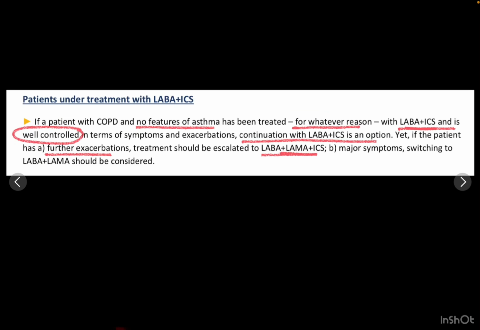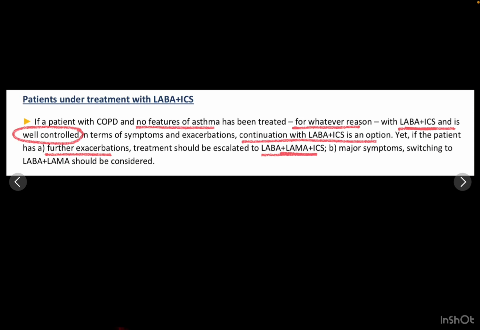Now they are talking about patients under treatment with LABA and ICS. If a patient with COPD, with no feature of asthma, has been treated for whatever reason with LABA and ICS and is well controlled in terms of symptoms and exacerbation, then we have to continue LABA plus ICS. So this is our option.